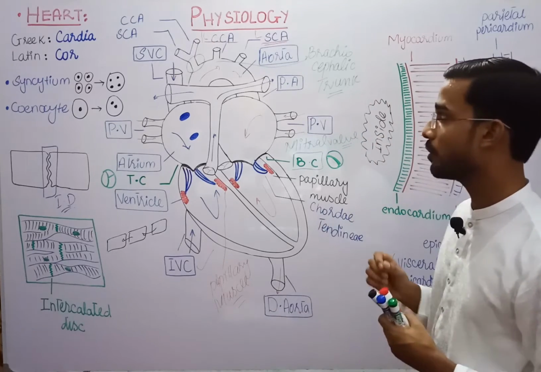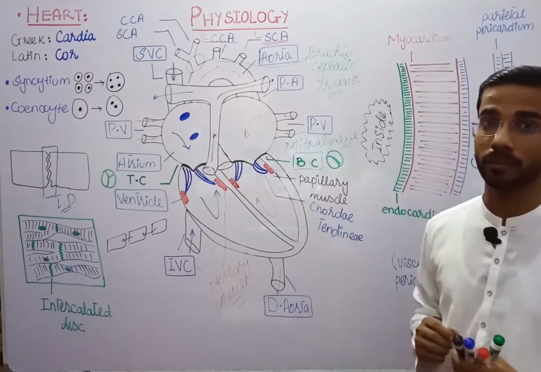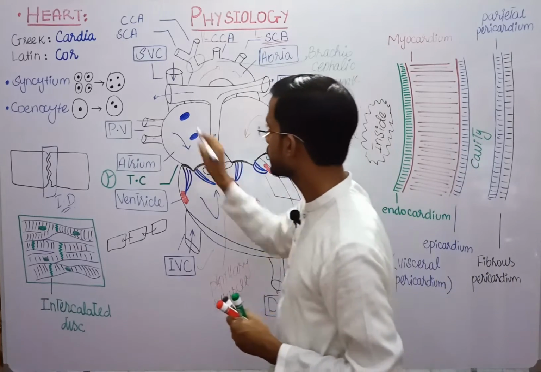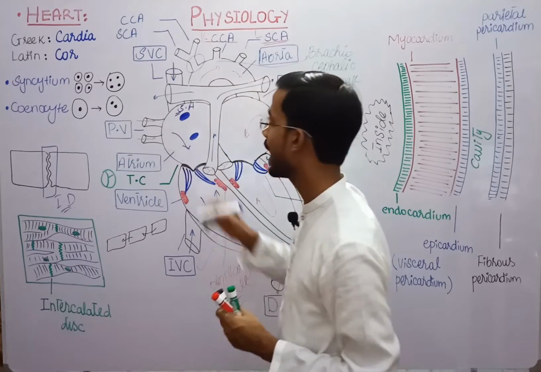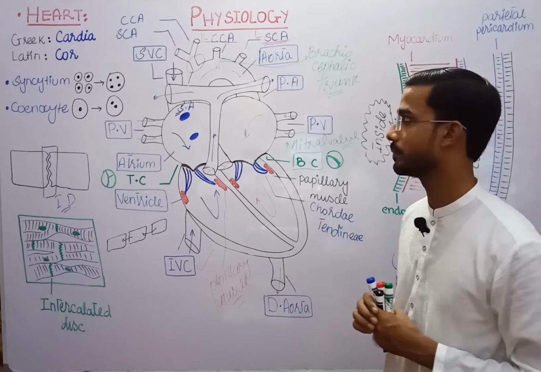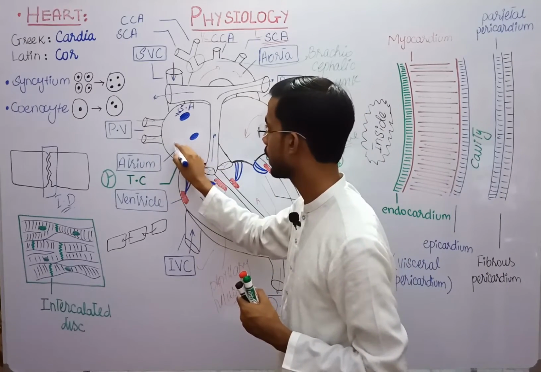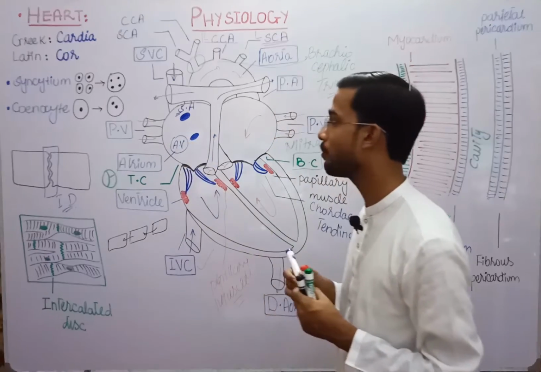So next we will see how conduction occurs in the heart, right? Here you can see this is the SA node, the sinoatrial node, right? And here you can see the AV node, the atrioventricular node.